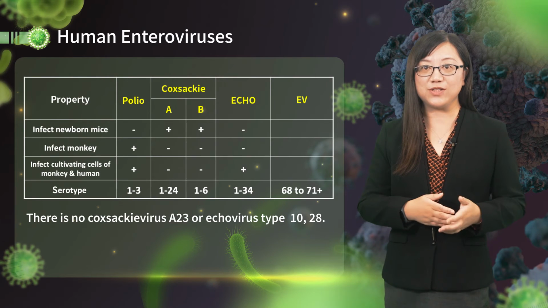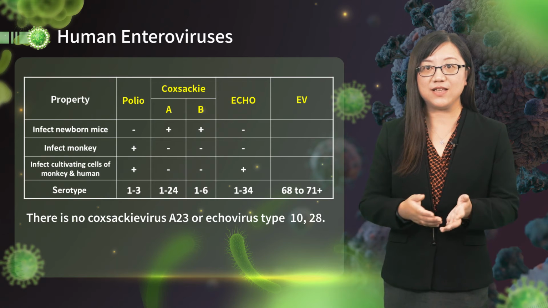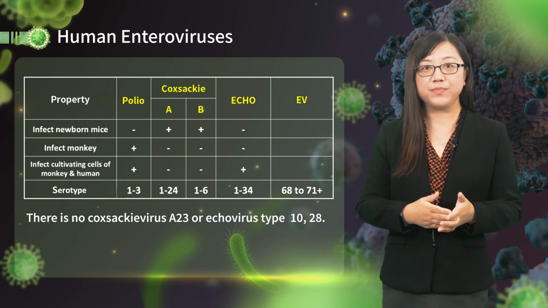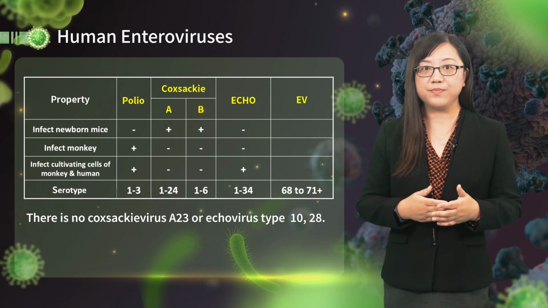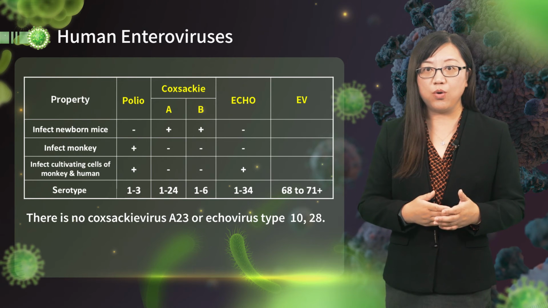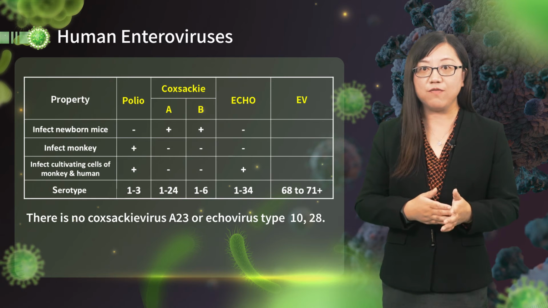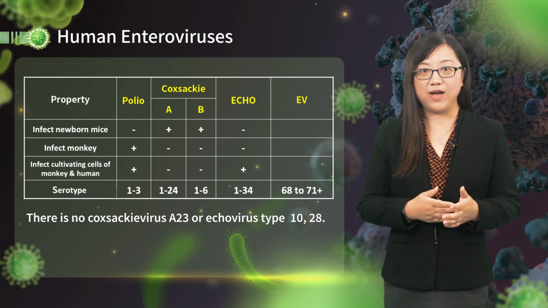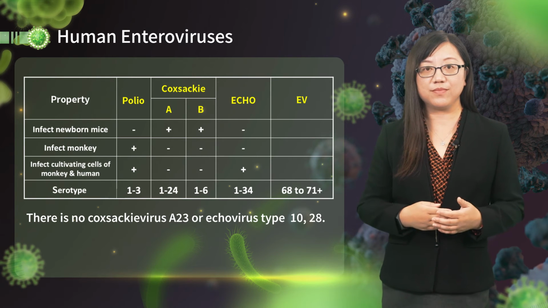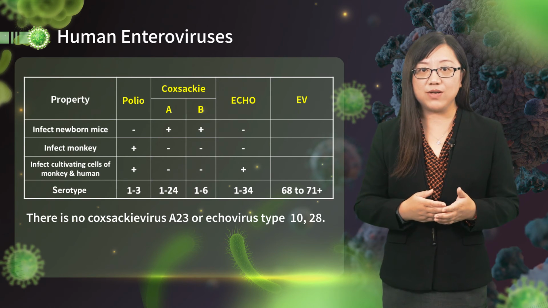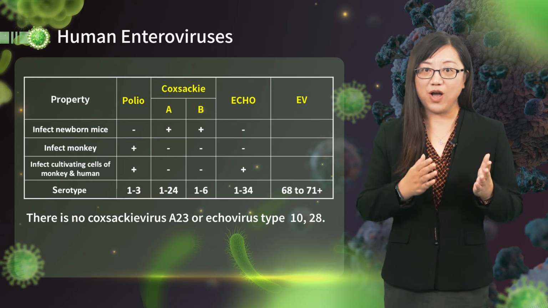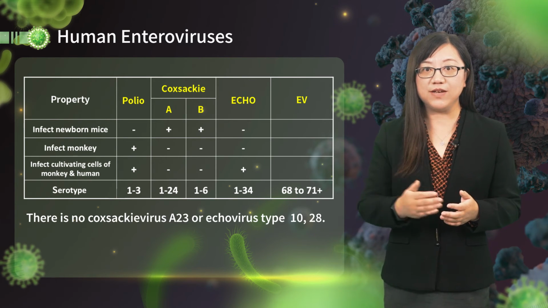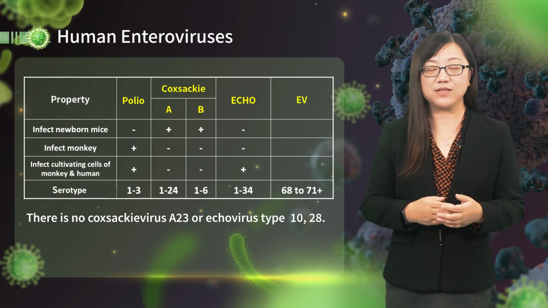At least 90 serotypes of human enteroviruses exist and are classified as polioviruses, Coxsackie viruses A and B, echoviruses, or for the more recently discovered viruses as numbered enteroviruses. For example, enterovirus 71. At the beginning, the viruses were identified by the properties of infecting newborn mice, monkey, or cultivating cells of monkey and humans.